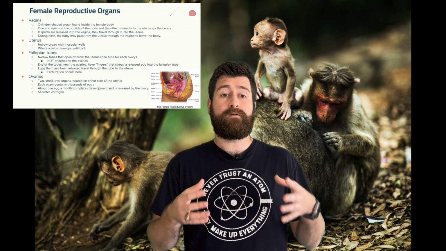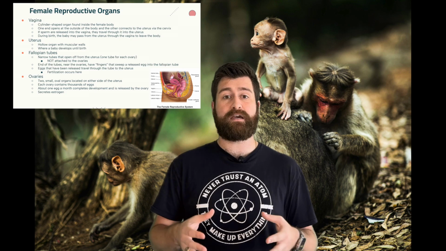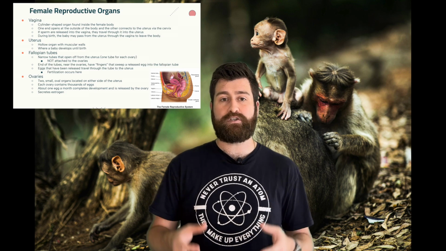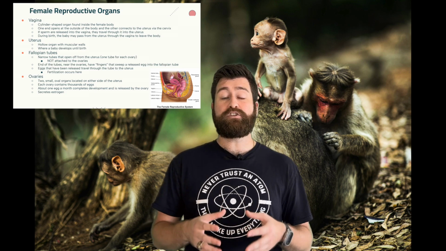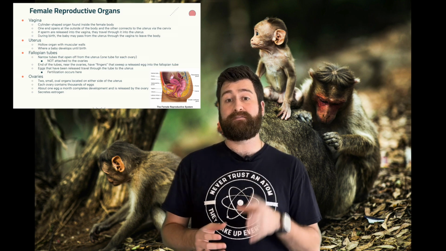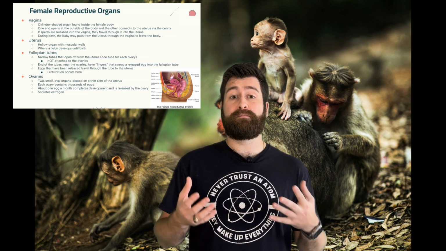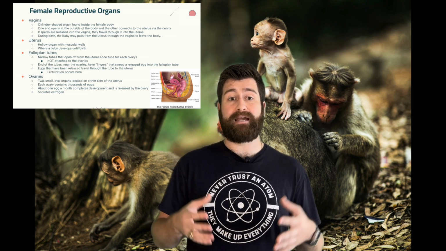There are also the ovaries, which are two small oval-shaped organs that are located on either side of the uterus that secrete estrogen. Each ovary contains thousands of eggs that are present at birth, but they are not fully developed. After puberty has begun, about one egg a month completes development and it is released by the ovary.